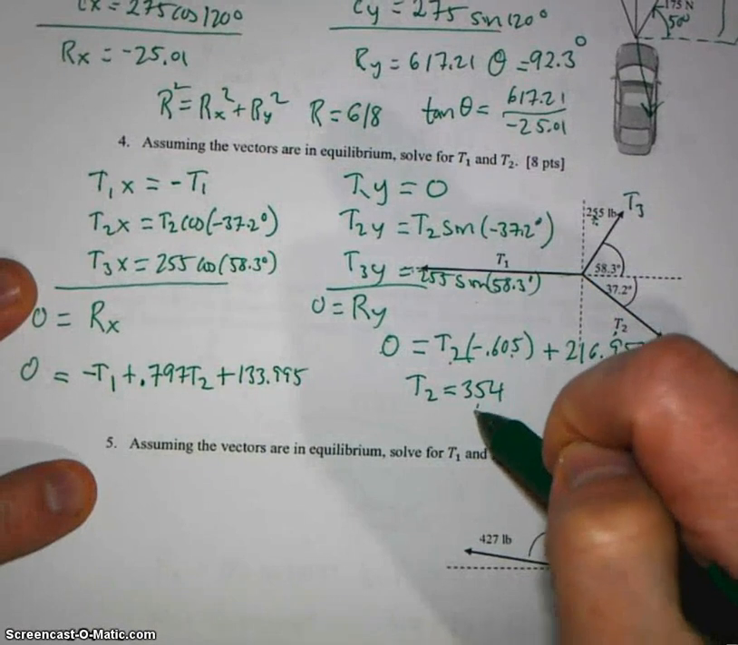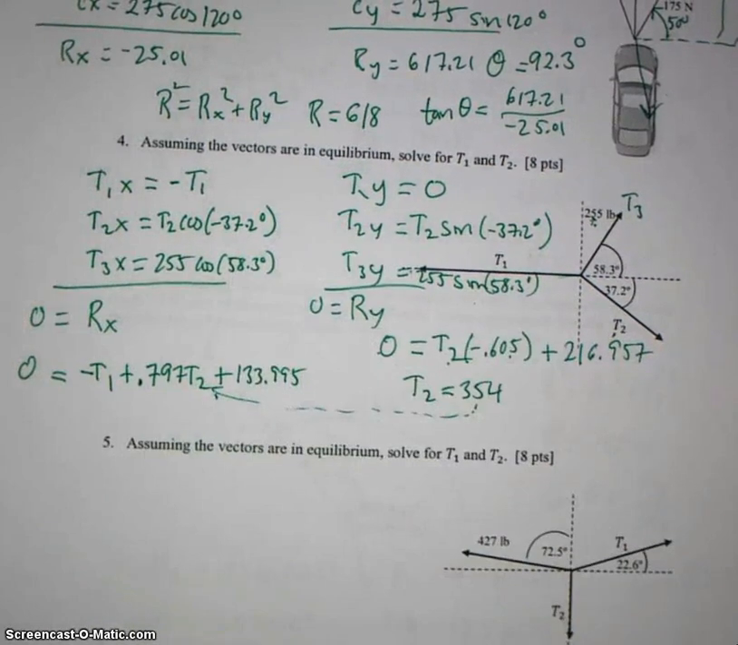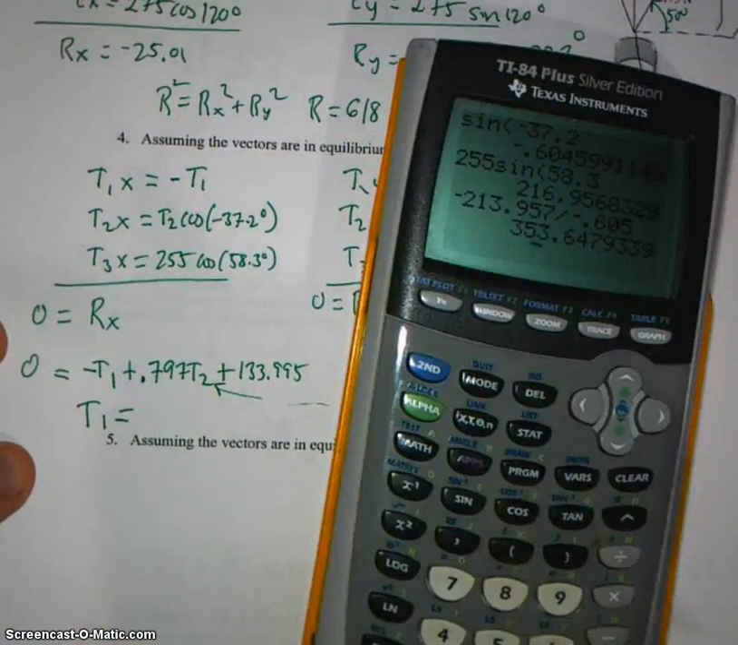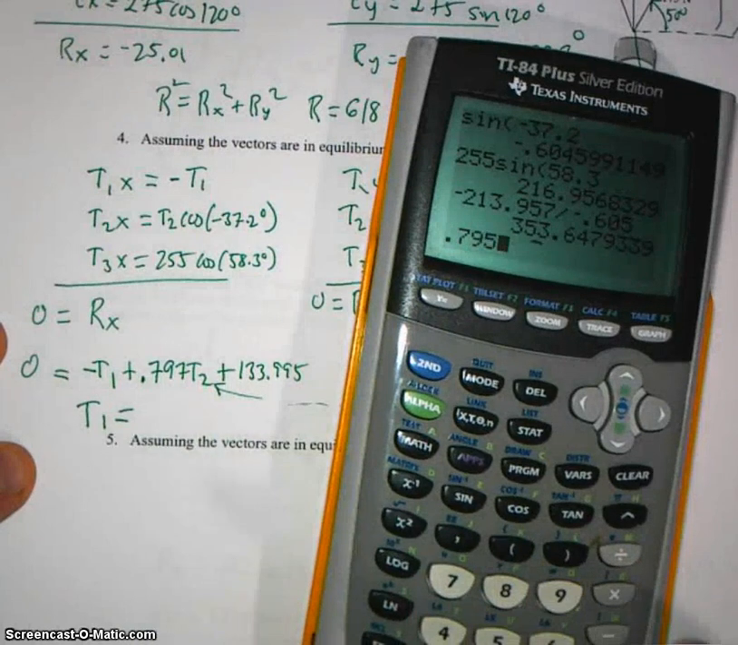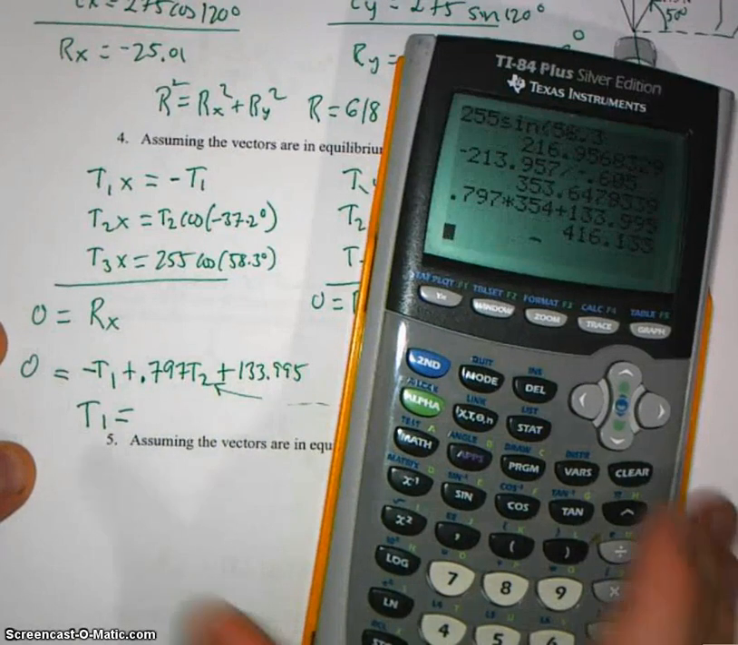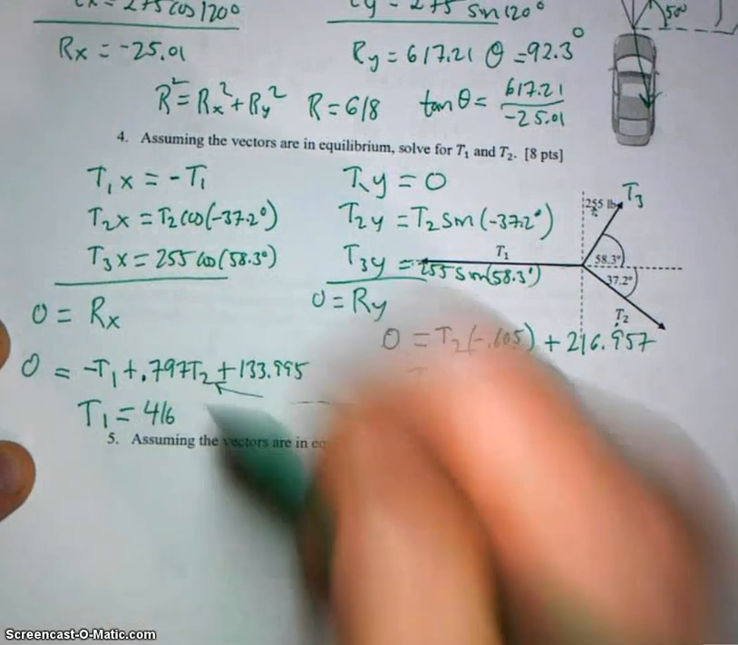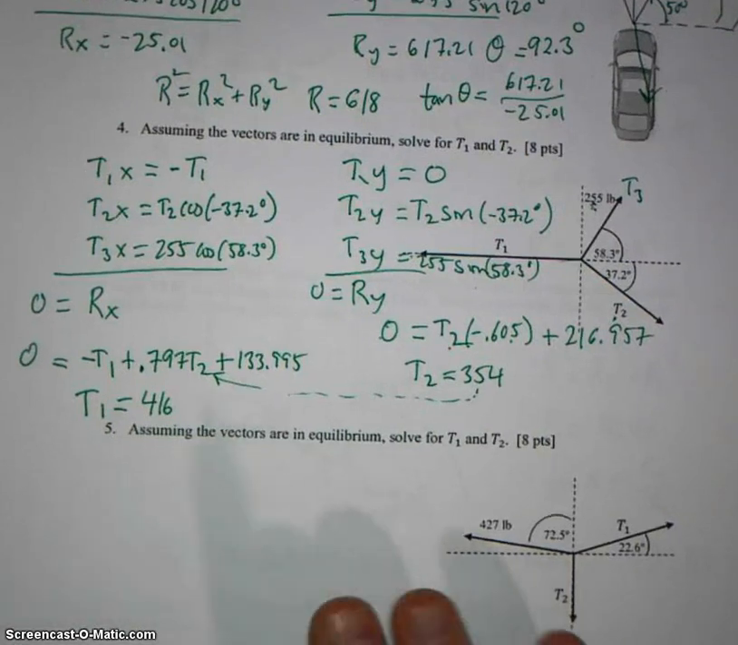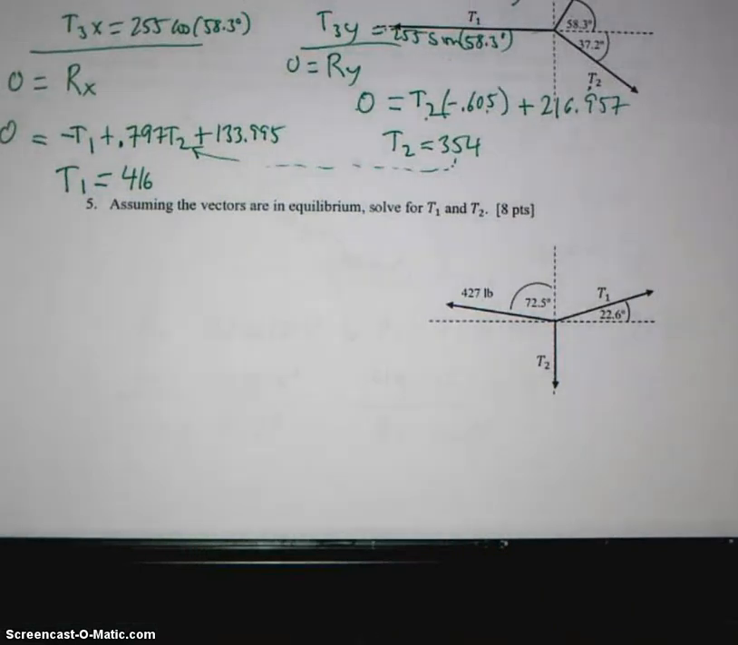Now notice I can take that answer, plug it in there, and I can get T1 all by itself. In fact, if I just add T1 to the other side, T1 is 0.797 times 354 plus 133.995, and I'm going to call that 416. All right, so that's what you're going to do with these equilibrium problems. You're just going to set up the equations for Rx and Ry, setting them equal to 0, and you should be able to solve. All right, let's see if we have time to do this last one.